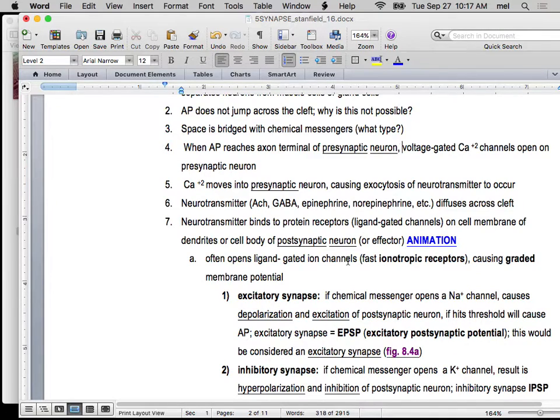So the neurotransmitter binds to the protein receptors on the cell membrane of the dendrites or the cell body of the postsynaptic neuron. Every once in a while, you can also form a synapse on the axon of the next cell, but those are really hard to understand. So we're just going to assume that these are the simple ones.